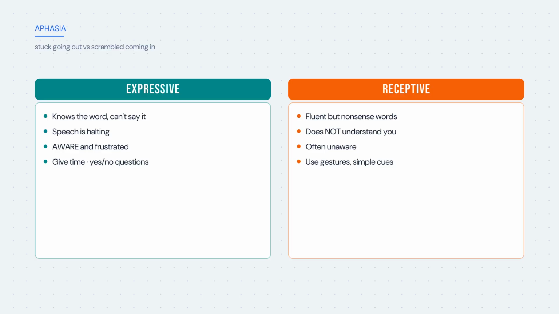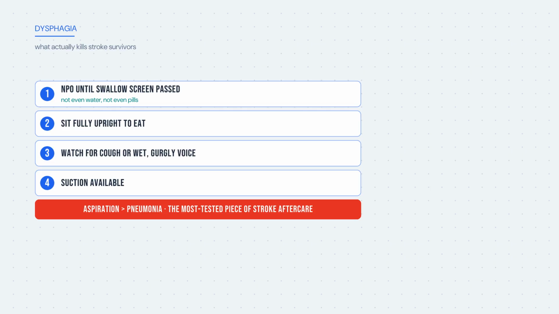Aphasia splits two ways, and the difference is testable. Expressive aphasia, the patient knows exactly what they want to say and cannot get the words out. It is frustrating, and they are aware of it. Receptive aphasia, the words come out fluently but do not make sense, and the patient does not understand you. Expressive, the message is stopped going out. Receptive, the message is scrambled coming in. Give the expressive patient time and yes or no questions. Do not rush them. And here is the complication that actually kills stroke patients after they survive the stroke.